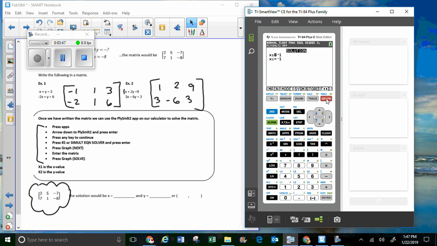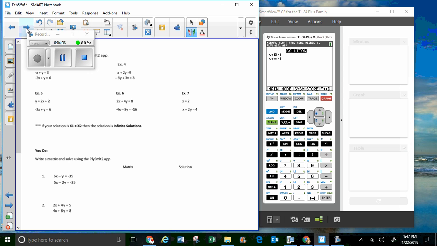Hit graph again, which is solve, and it gives you your solution. Now, in fact, this is your x value, and this is your y value. So x would be negative 1, y would be negative 1, so the point would be negative 1, negative 1. And it's that simple. So let's try another problem. Go ahead and flip over.